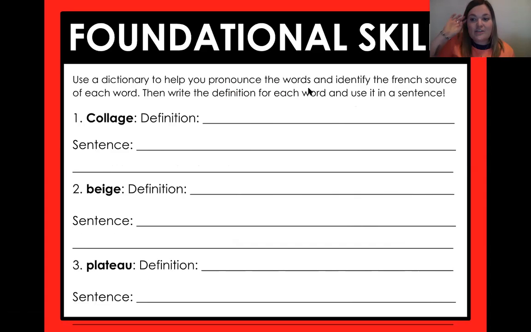For your foundational skill today, fourth graders, you are going to keep using the dictionary to help you pronounce the words and identify the French source of each word. Then write the definition and try to use that word in a sentence. There are some tough ones in there today, fourth graders. I can't wait to see if you can figure it out.